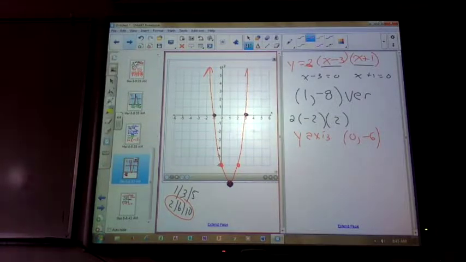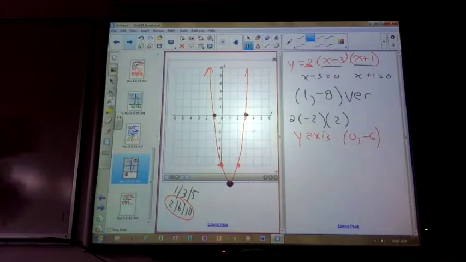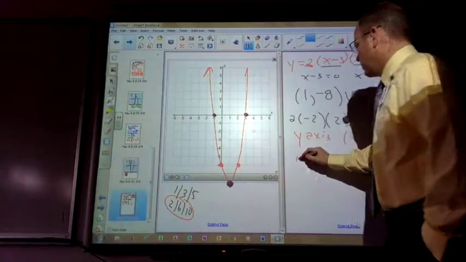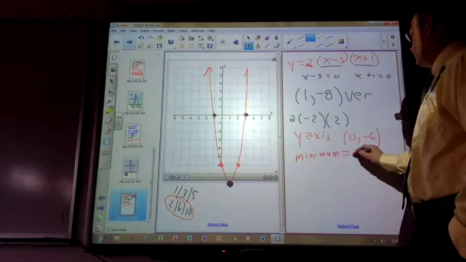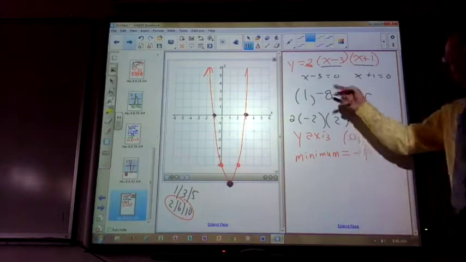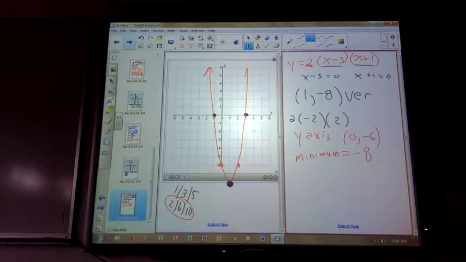Is my vertex a minimum or a maximum? Minimum. It's a minimum value. What's my minimum value? -8. Remember, the minimum and maximum go with the y component of the vertex. Okay, what else can we do?